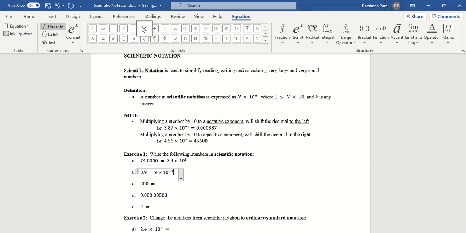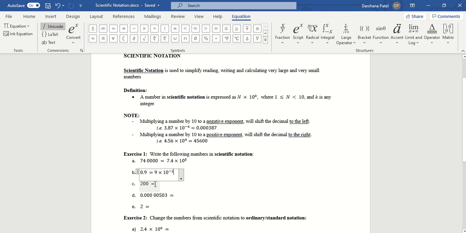Now, how do I know if I need a positive exponent or negative? If you're moving your decimal to the left, it will be a positive exponent. If you're moving your decimal to the right, it will be a negative exponent. Another way to know it is, if it's a large number, more than 10, it will be a positive exponent. A number lower than 1 will be a negative exponent.